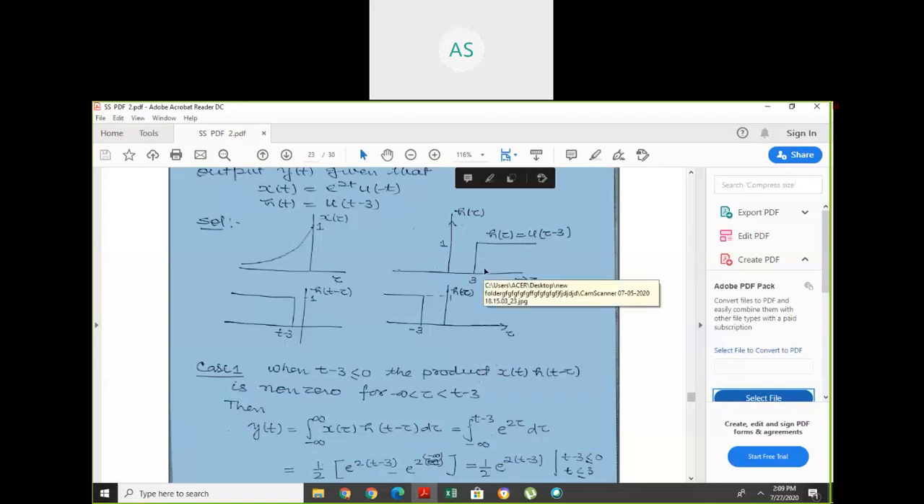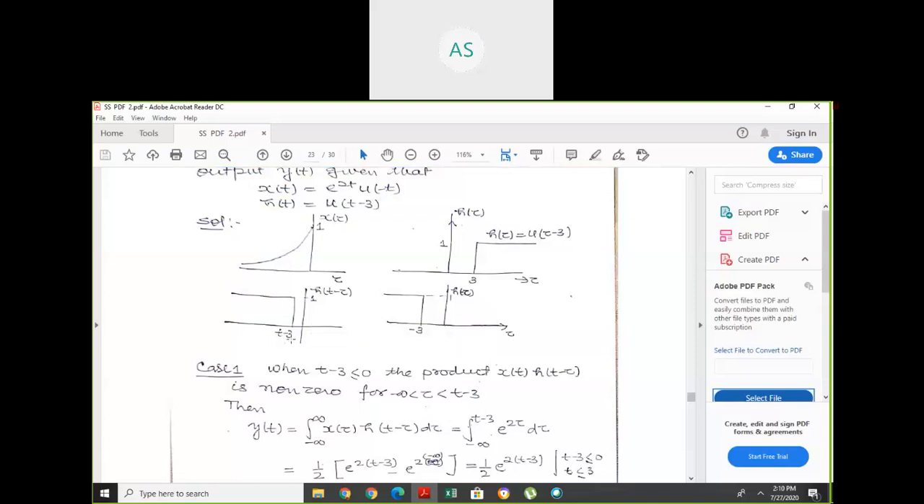Then take the mirror image of the unit impulse response. Take the mirror image of h of tau. We get h of minus tau, this, and if we delay this signal, or shift this signal to the left, we get h of t minus tau. Now what to do? Convolution means the common area of both.